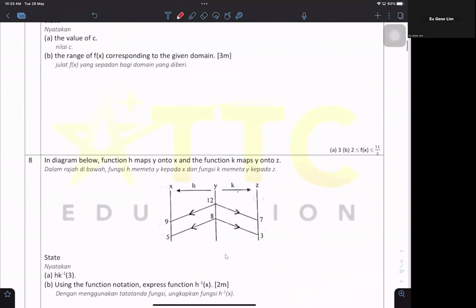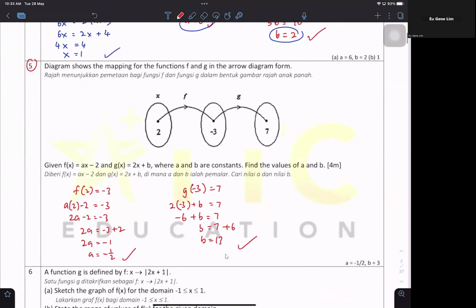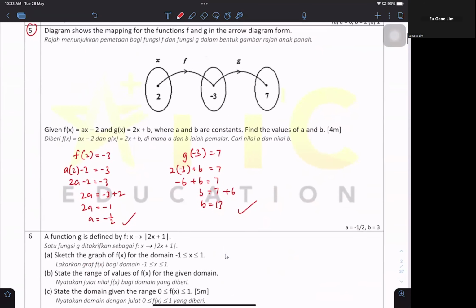Ah, sorry, I calculated wrong already. Why is the answer 3? Is it because I calculated wrong? Did I calculate wrong? I think they typed wrong already. Okay, never mind.